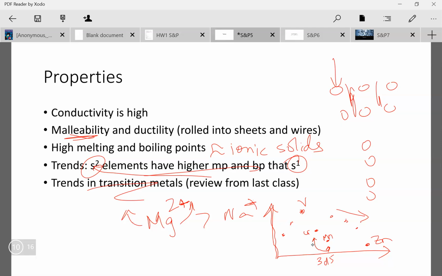Zinc has the lowest, even lower than manganese, because it is a 3d10, completely stable, 0 unpaired electrons, 0 free electrons, so it's not really the same metallic bonding to the extent as the other metals have. So vanadium would be the highest there.